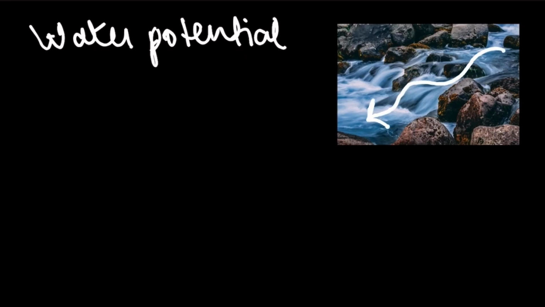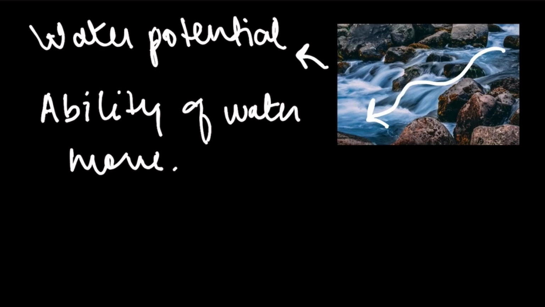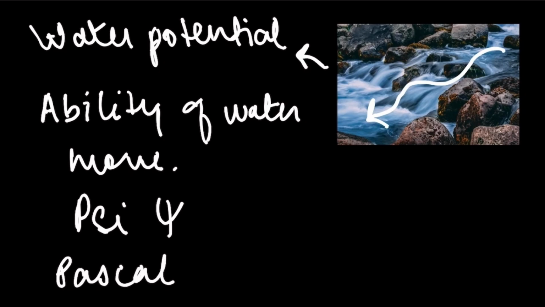Water potential. What is water potential? Think of it like an ability of water to move from one place to another. So, if water is able to move from one place to another, this is known as water potential. Just write it down: it is the ability of water to move from one place to another. This is known as water potential. We denote it with the symbol psi, and it is measured in Pascal or megapascal.